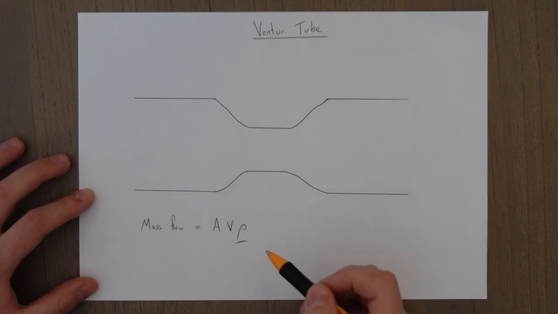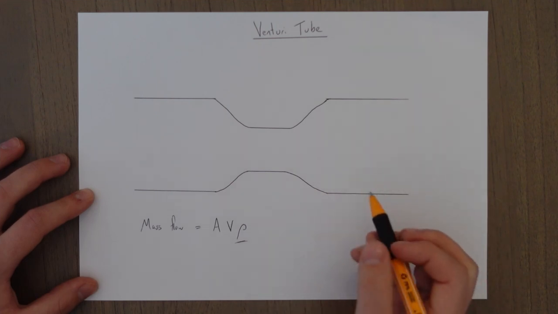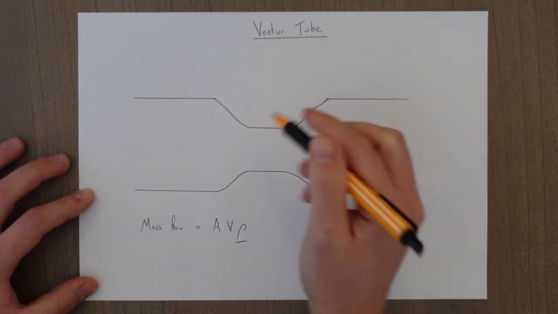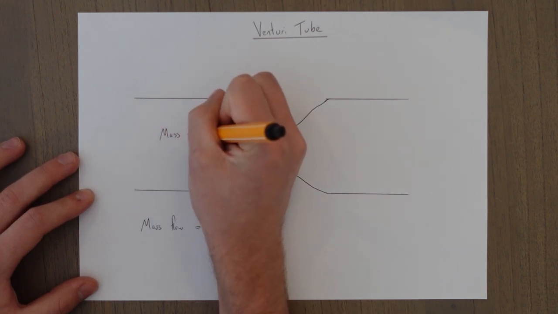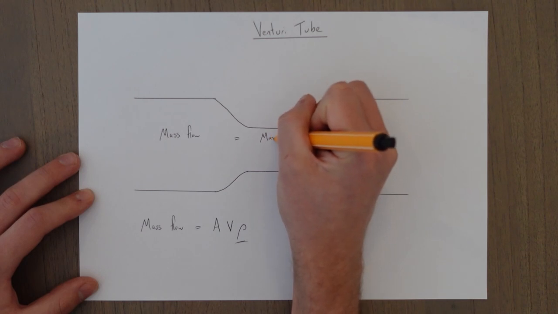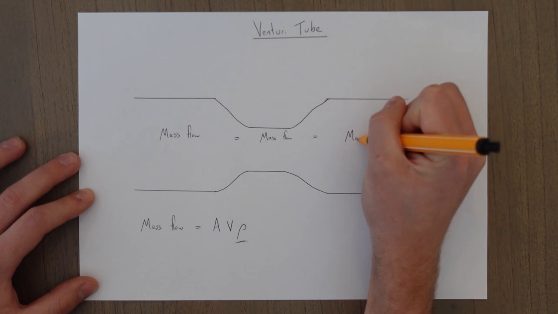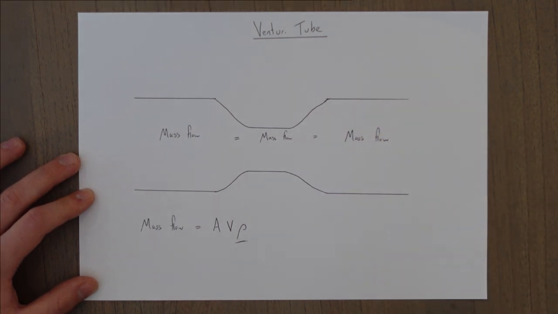Due to the concept of continuity, mass can't be created or destroyed. That means that our mass flow rate must be the same at all points in here. So our mass flow here must equal our mass flow here, which must equal our mass flow here. Okay, so what happens as we go through?